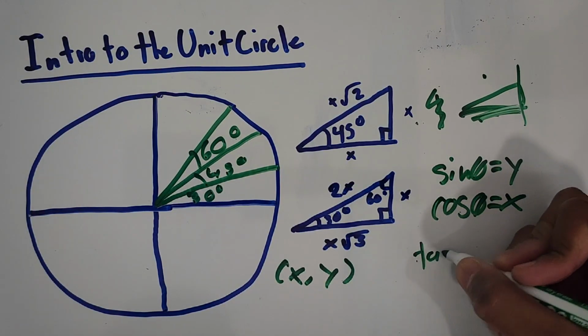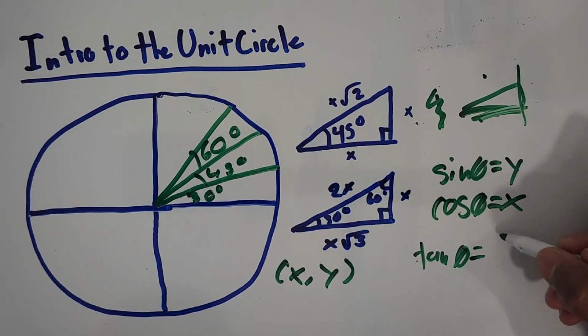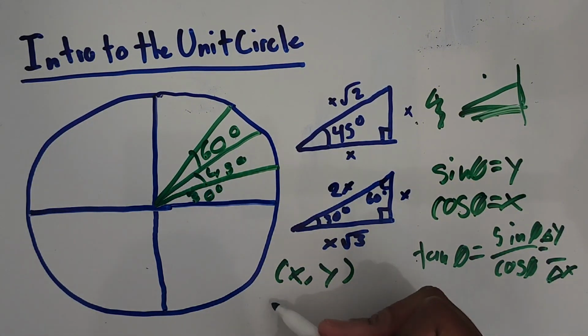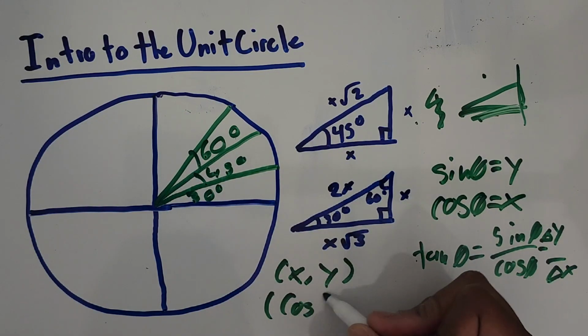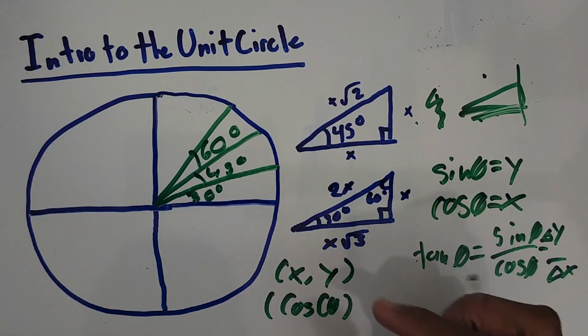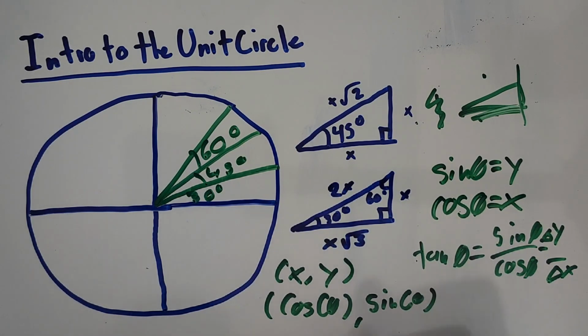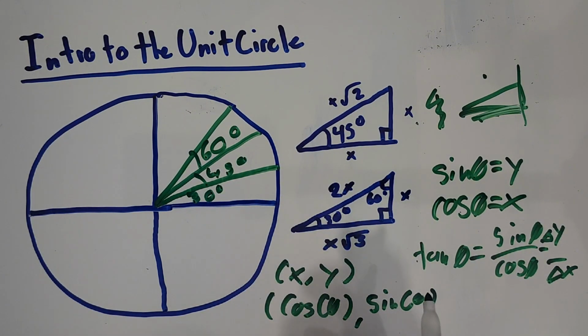And if you're wondering what tangent is, it's just the slope of that line. We actually get an identity: tangent equals sine theta over cosine theta. And the reason why we get that is because this is basically a slope, y over x, change in y over change in x. So that is how we get our value. So we always write our values as cosine theta and then sine theta. And remember that cosine is x and sine is y.